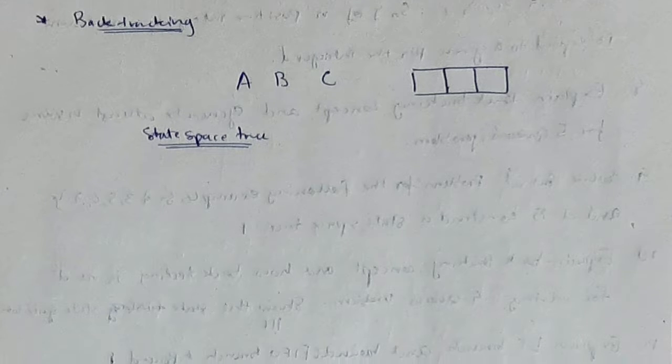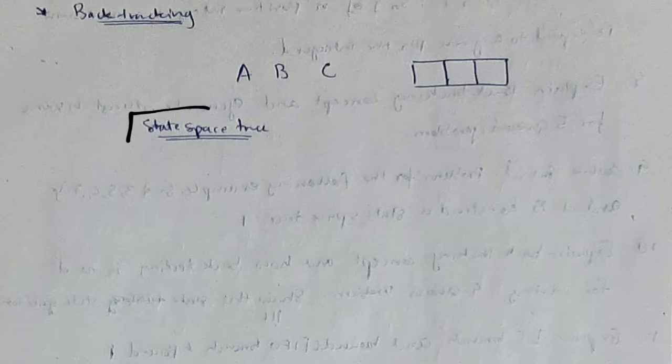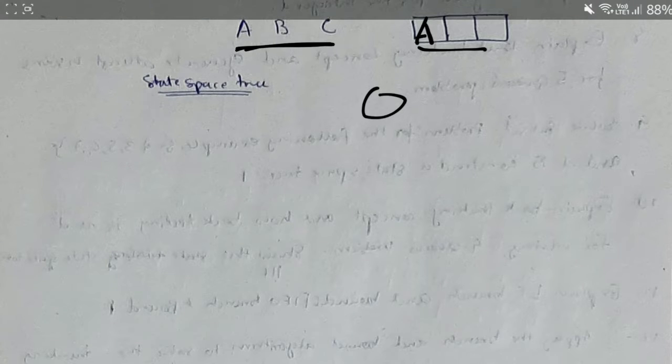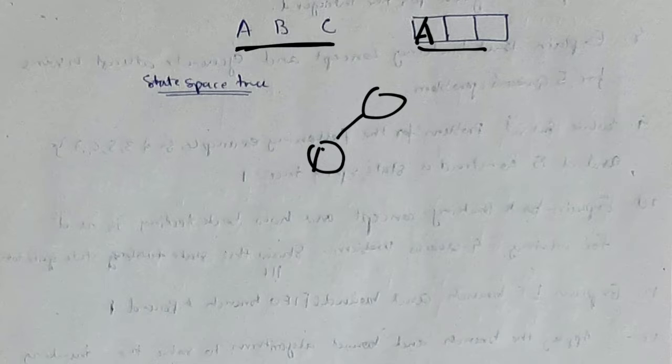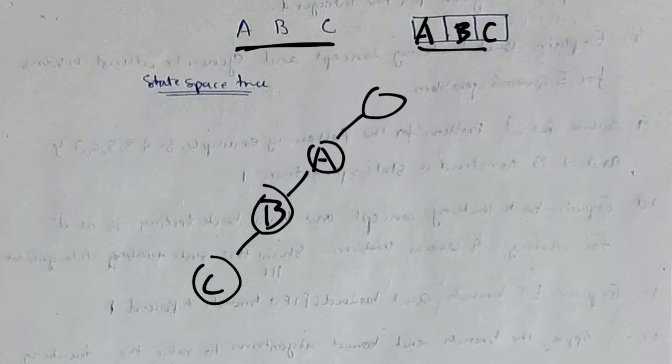Let's consider an example here. For representing that we'll be using a state space tree. To represent the possibilities of the three persons sitting here, first we take a node here. This is the state space tree. In the first position, A can sit, so I'll write A here. In the next position, either B or C can sit. First I'll take B, and then C can sit here, so I'll write C. This is one of the possibilities.